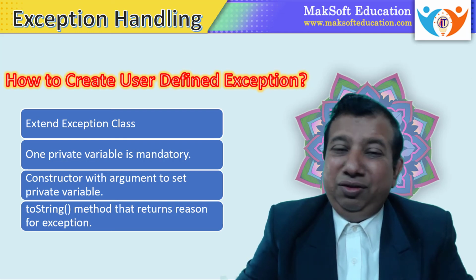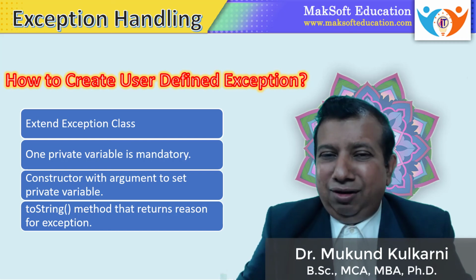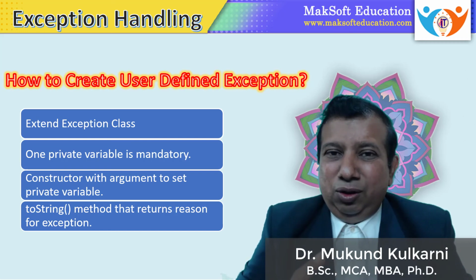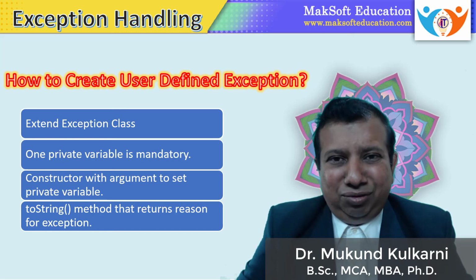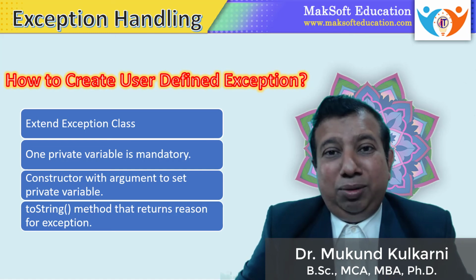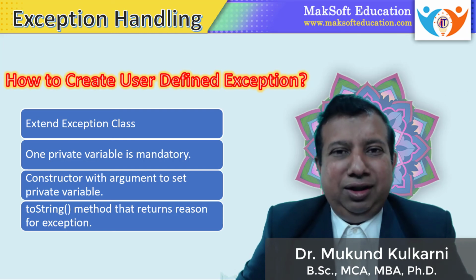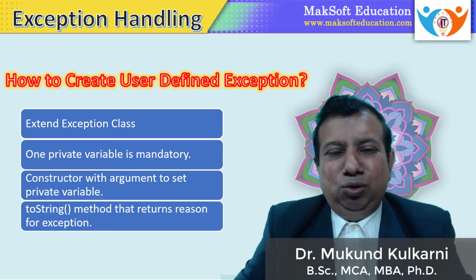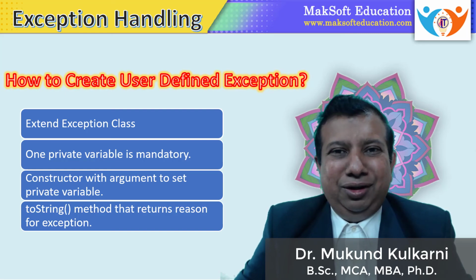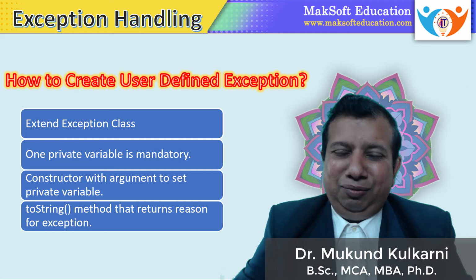And therefore these are the 4 rules. Number 1, your class must be a child class of the Exception class. Number 2, your class must contain at least one private variable. Generally it is of type String, but it is not mandatory that it should be String. Number 3, a constructor with an argument has to be written so that you can pass the reason why you are creating the exception while creating the object of the exception. And finally, you must write code for the toString method that will display the reason why this exception has been raised.